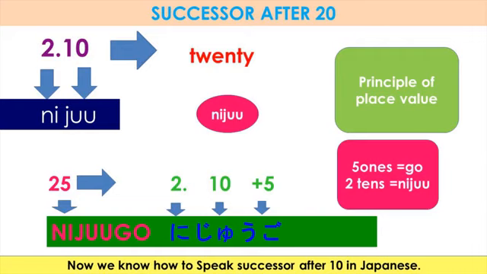Now take another number, that is 25. By the splitting method, 2 into 10 plus 5. Into means multiply. 2 into 10 plus 5. So 2 is Ni, 10 is Ju, 5 is Go. Ni Ju Go.